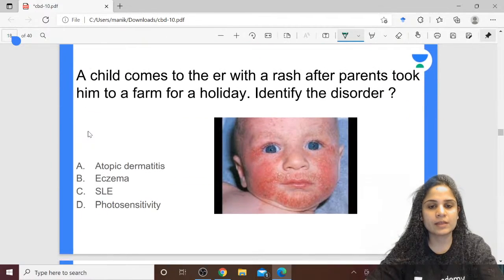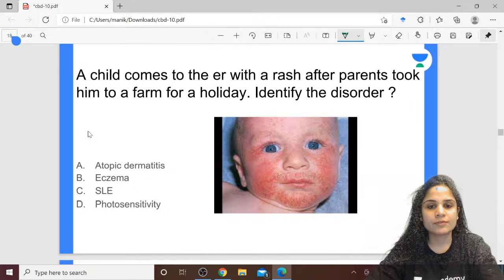Moving on to our next question. A child comes to the emergency room with a rash after his parents took him to a farm for a holiday. Identify the disorder in this case. Atopic dermatitis, eczema, SLE or photosensitivity.